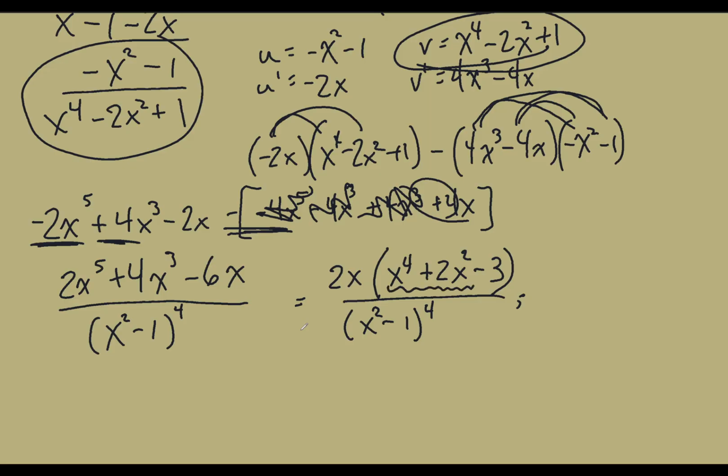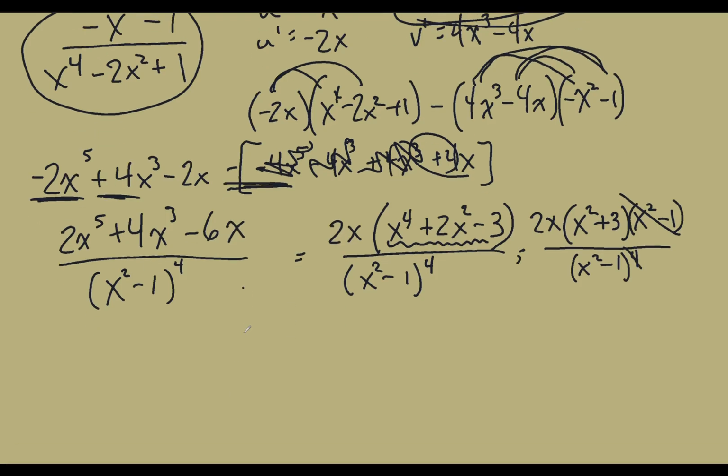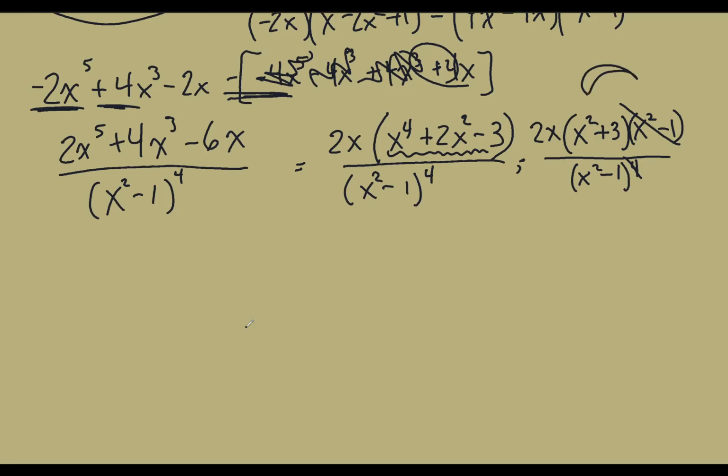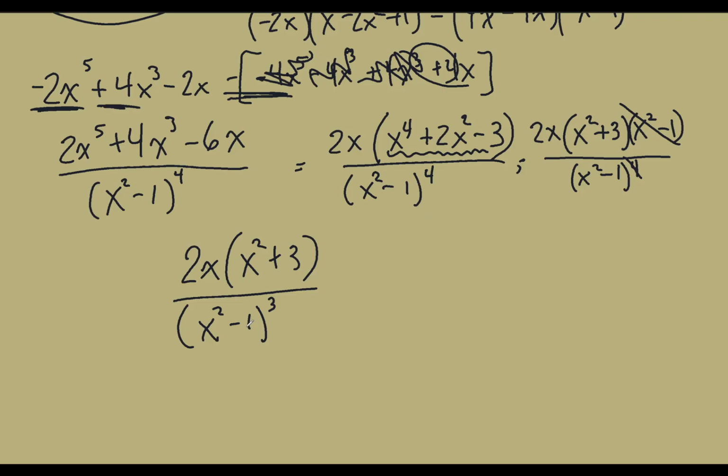What about this? Can we do this some more? What multiplies to make negative 3 and adds to be positive 2? Plus 3 and minus 1. So we'll do 2x, x squared plus 3, x squared minus 1 over x squared minus 1 to the fourth. I think we can cancel one of these out. And so our double derivative, see, it's a conjugate, right? Or it's a FOIL factor thing, would be 2x, x squared plus 3 over x squared minus 1 to the third power. That's going to be our other quotient.